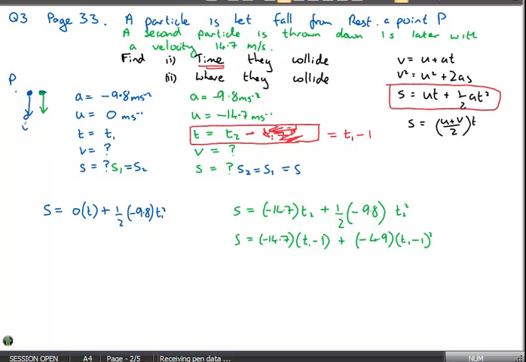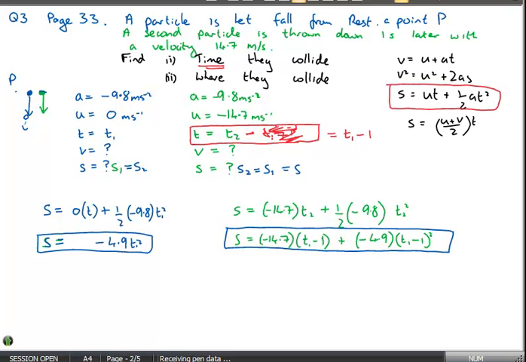I'll just rewrite this one out quickly here. We have s is equal to 1/2, 9.8, I'll do it in blue, is equal to minus 4.9 t1 squared. So we've got two equations, this one here and this one here. S is the same for the two of them. T1 is the same for the two of them, so we can let them equal and see what we can work out. So this will take a few minutes.